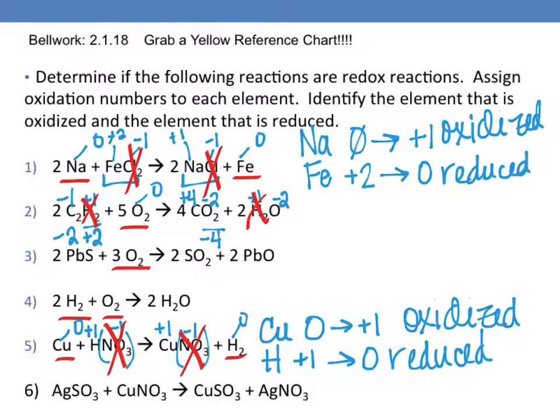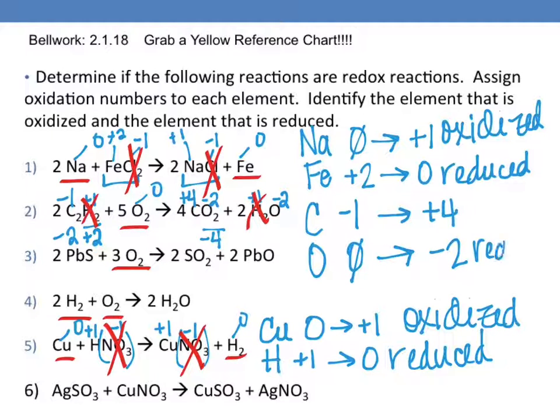Okay, so then we say copper goes from being a -1 to a +4. And oxygen goes from being a 0 to a -2. Whose number went down? So therefore, oxygen is reduced. And that means carbon is oxidized. Okay?